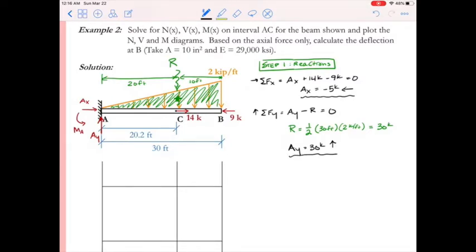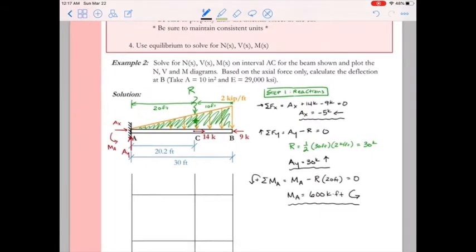Lastly, we'll sum our moments at point A. In doing this, we have the fixed end moment MA, and then we have a minus R times 20 feet. The 14 kips and the 9 kips will intersect point A, so they don't contribute to the moment. Solving for MA, R was 30 kips times 20 feet, so that's 600 kip-feet. Positive, so that means the direction I drew MA was correct, or that it's acting counterclockwise at the reaction point.